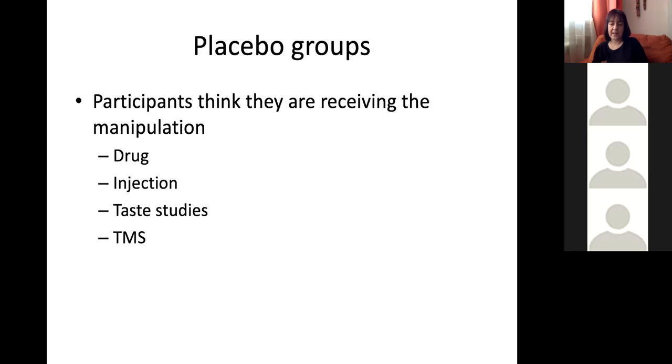There is another really funny study using beer and vinegar, in which they put some drops of vinegar in the beer, and they asked the participants to taste the beer and to rate their liking.